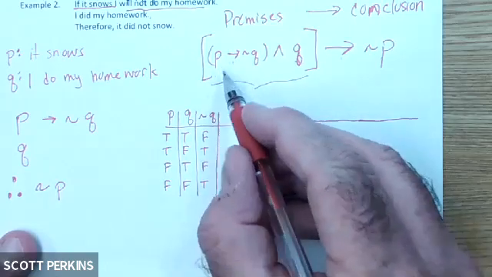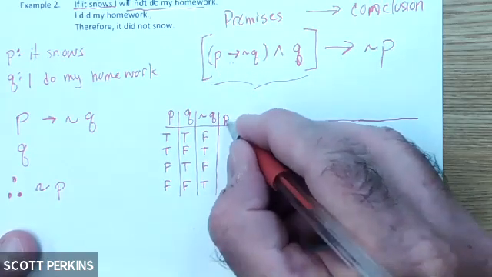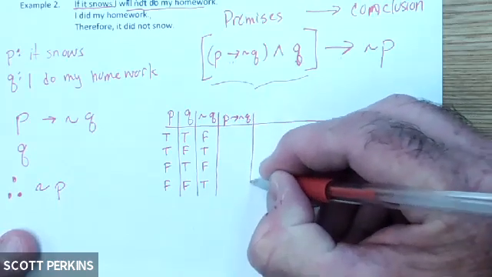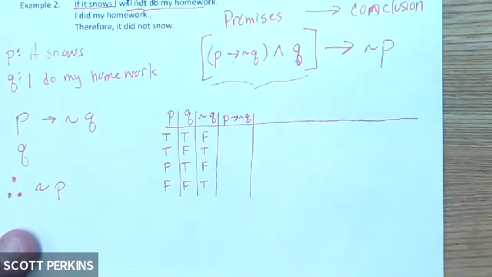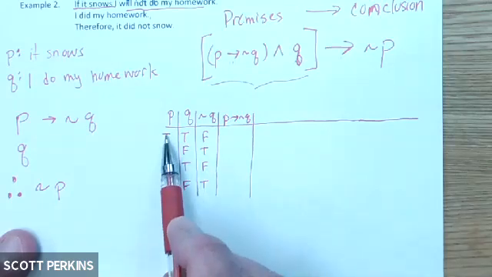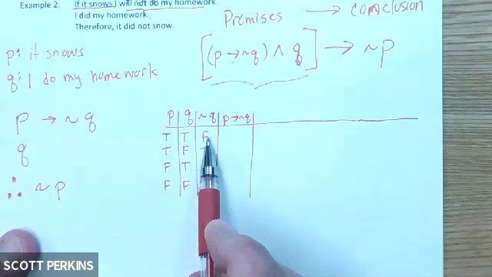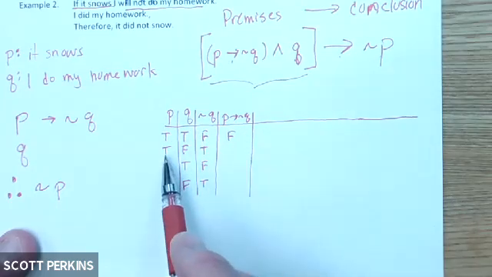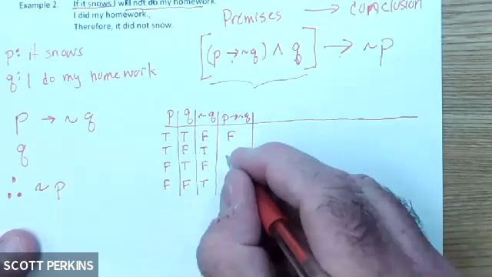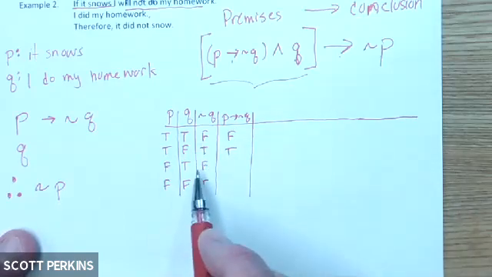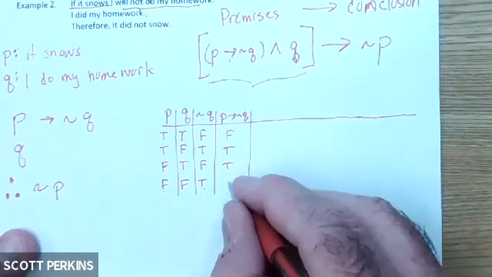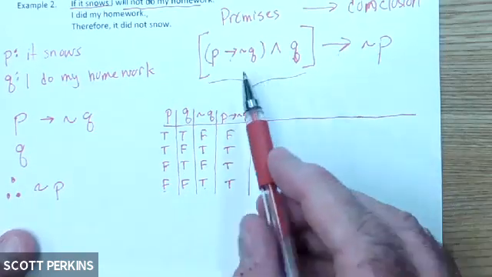And now I'm going to do the first part of my premises, which is P, then squiggly Q. You've already answered the question for me. The only time the conditional statement is false is when you have true, then false. So the first one, P, then squiggly Q, true, then false. That's the false one. The second row, true, then true. That's going to be true. The third one, false, then false. It's true. The fourth one, false, then true. It's true.